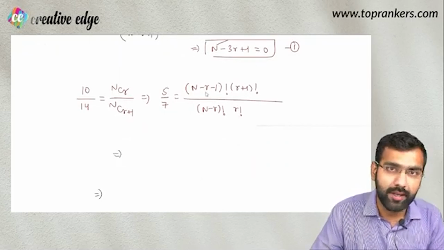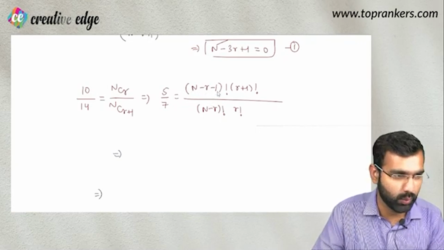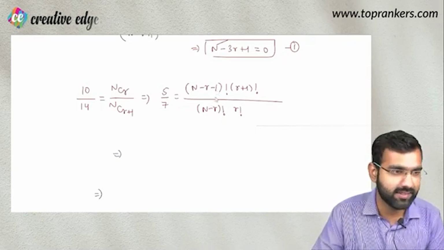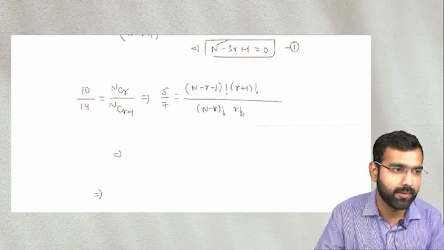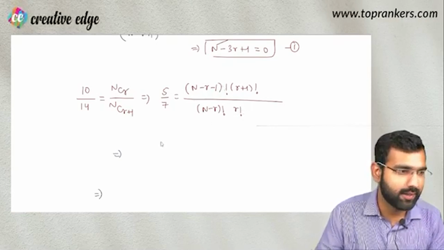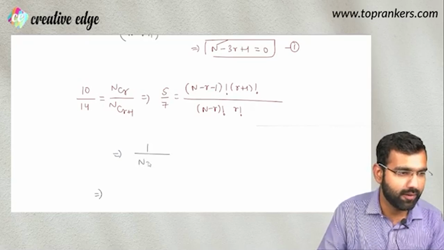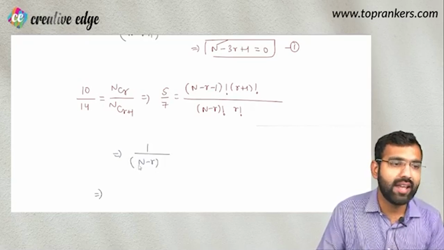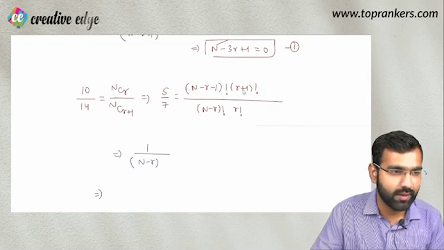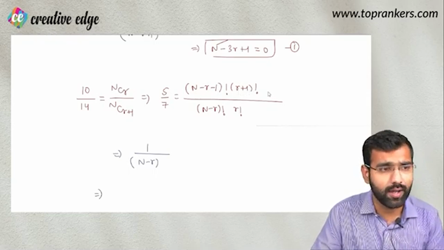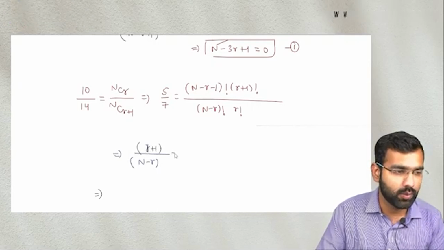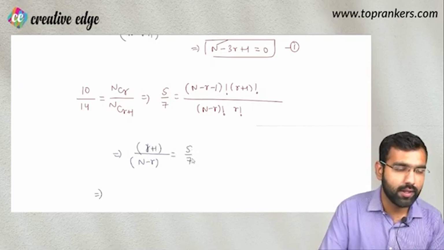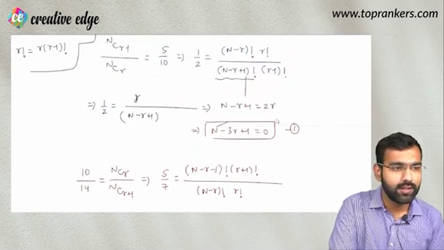See, I'm retelling you this thing that n minus r minus 1 can be written as, I'll keep it as it is, n minus r, I'll write as n minus r into n minus r minus 1, right? So when that factorial gets cancelled by this, in the denominator I'll have n minus r. What will I have in the numerator? This is r plus 1 factorial, so it will be r plus 1 into r factorial. So r factorial से r factorial cancel हो जाएगा, and then the numerator will have r plus 1, which is equal to 5/7.